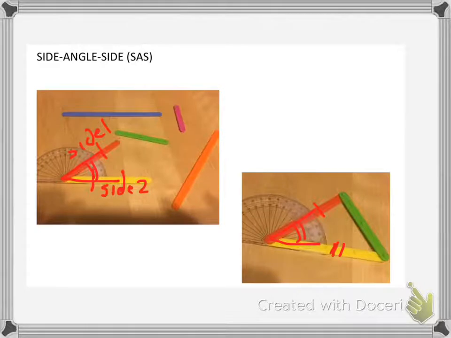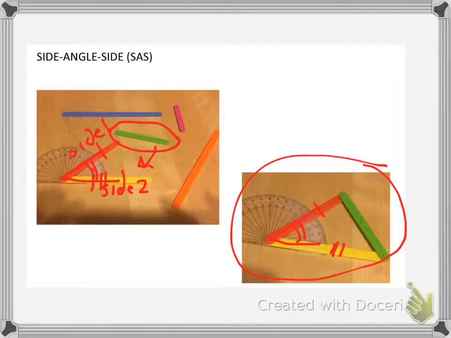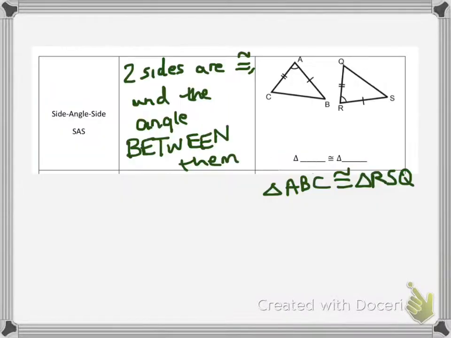And if you look at this particular setup, the only way is to take this green piece and put it in. So no matter who's making the triangle, they're always going to come up with this triangle or one congruent to it. So side, angle, side, SAS. If you have two corresponding sides that are congruent and the angle between them, then you can say that the triangles are congruent. So in this case, triangle ABC is congruent to triangle RSQ.